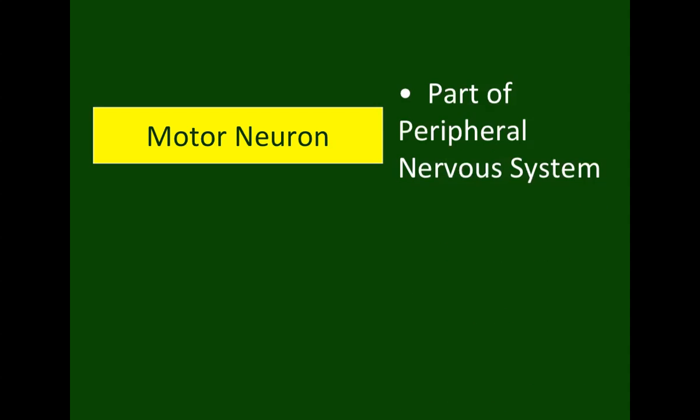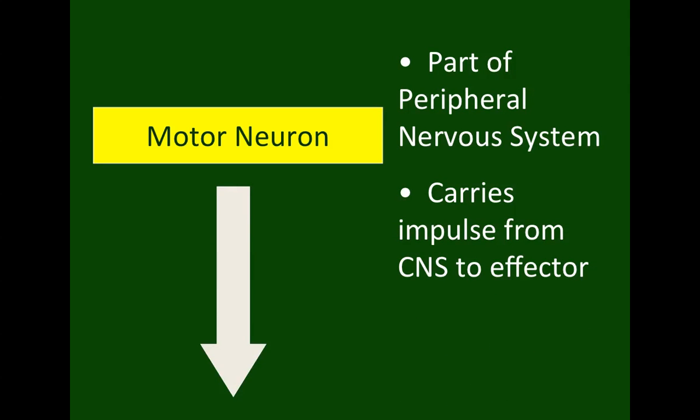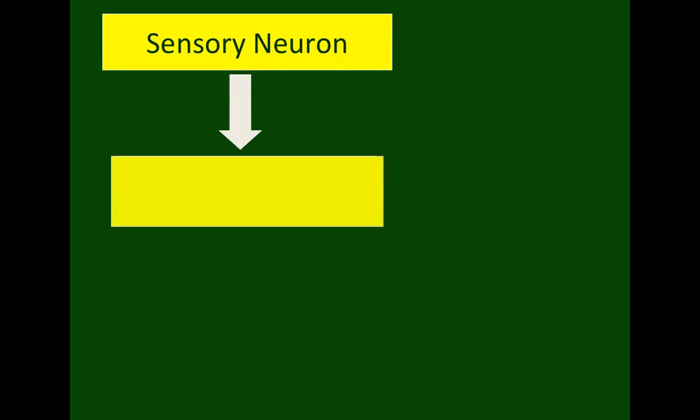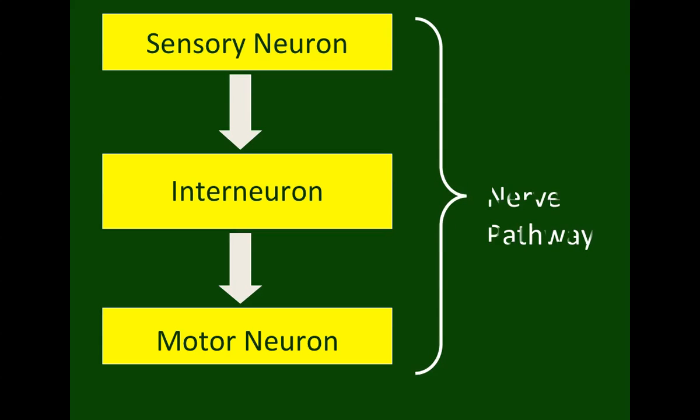The interneuron then sends its message to a motor neuron. Motor neurons are part of the peripheral nervous system, and their job is to carry the impulse from the central nervous system to the effector. Now, this grouping of a sensory neuron sending a message to an interneuron, which sends the message to the motor neuron, is the nerve pathway.